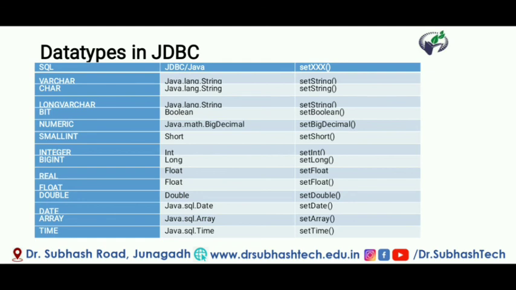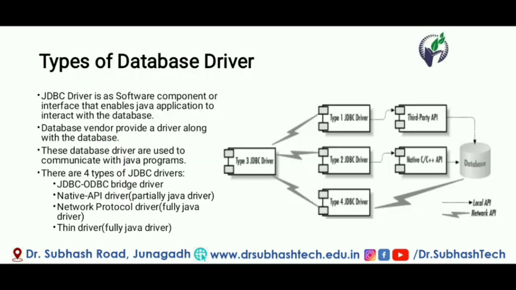Now we move on to the different types of drivers to connect with that database. So here are the types of database driver. First of all, what is a JDBC driver? A JDBC driver is a software component or interface that enables a Java application to interact with the database. There are different databases available, and a Java application is supported to access those different databases. So to access that database, some software or some middleware is needed. This thing is defined by the database driver. So the JDBC driver is a type of interface that is used to communicate from a Java application to the database.